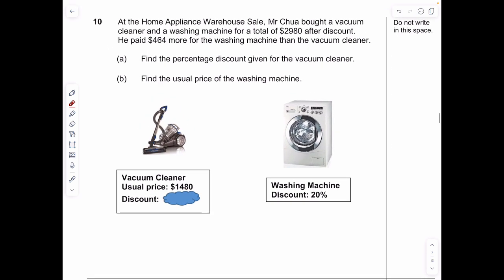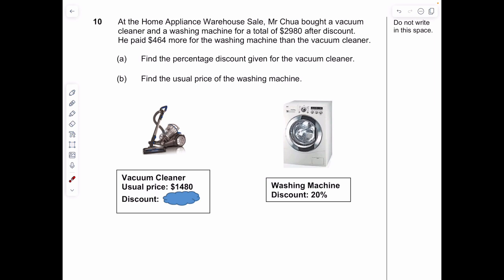Okay, next. At a home appliance warehouse sale, Mr. Chua bought a vacuum cleaner and a washing machine for a total of $2,980 after discount. He paid $464 more for the washing machine than the vacuum cleaner. Find the percentage discount given for the vacuum cleaner.